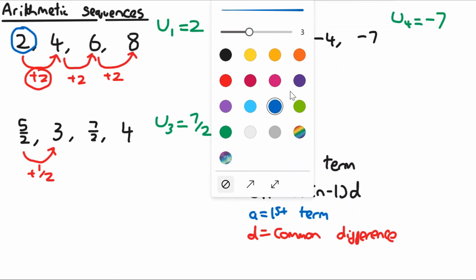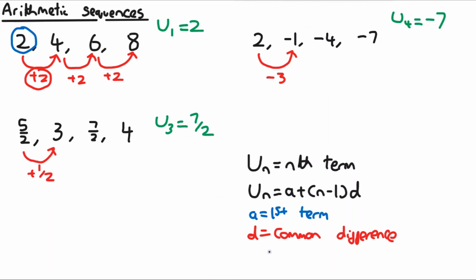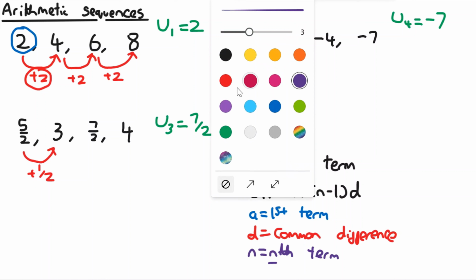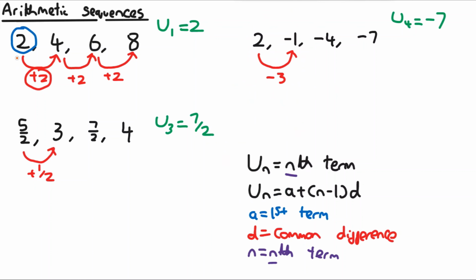And then n is what term we're talking about. So n is going to be the nth term. It's going to be the value of n, so 1, 2, 3, whatever term we're talking about in the sequence. So for example, let's say that we wanted to find u5 for this first sequence. We have to use this formula.